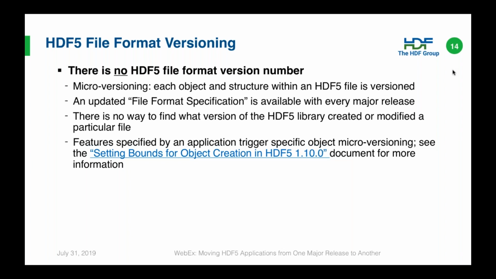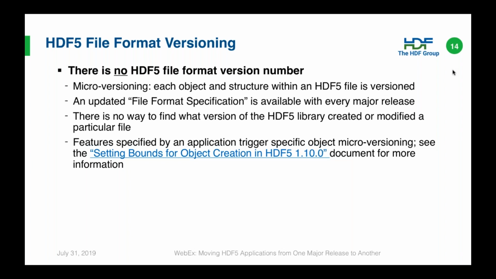What you should remember is that there is no way to find what version of the HDF5 library created or modified a particular file. Even if you take the 1.10 or develop branch, which has all the new features, you may create files that are still readable by version 1.2 of the library, because it depends on what kind of objects reside in the file and what their version number is. Specific features usually trigger a specific new version of the object.